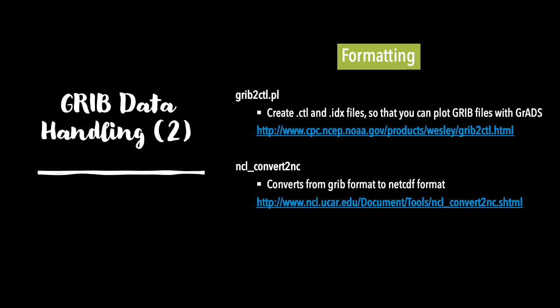For GRIB file formatting purposes, there are a couple of programs you can use. The GRIB to CTL program is available from NCEP and creates CTL and IDX files so that you can plot the GRIB files with GrADS. This can be useful if you want to ensure your GRIB data look reasonable. And there is an NCL program called NCL Convert to NC, which converts GRIB formatted files to NetCDF format. This allows you to take a quick look with NCView, which I'll discuss a bit later.